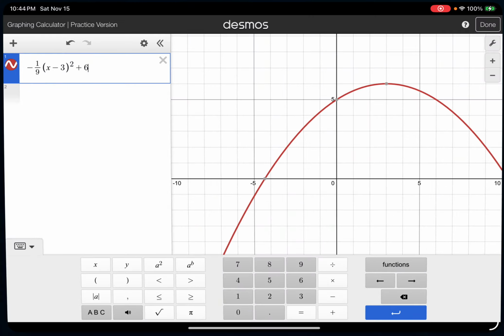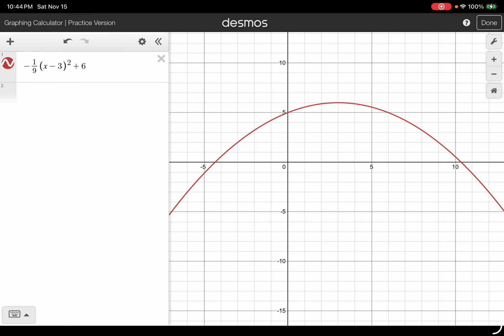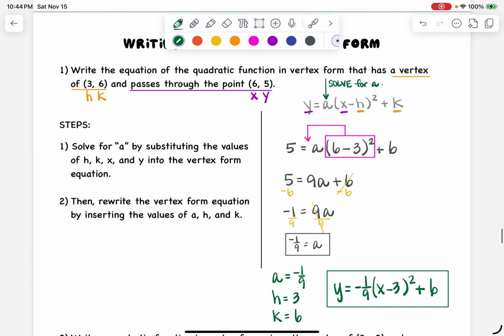Okay, so here's our parabola. Let me shrink it down. Now I'm going to go ahead and check my vertex. Oh, look, my equation does have a vertex of (3, 6), which is exactly what they wanted. But I knew that was going to happen because that number is there.